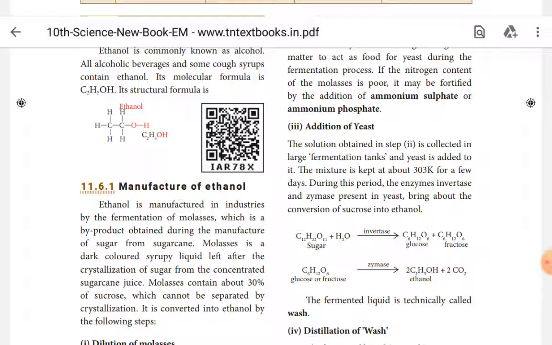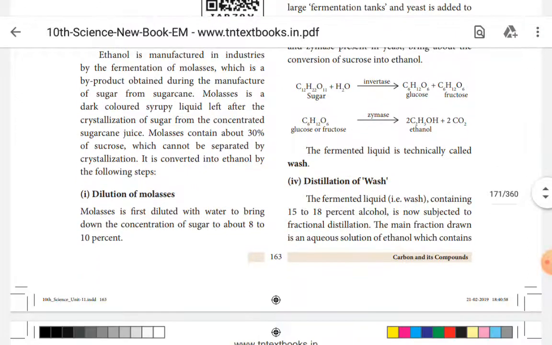Now see, the fermented liquid is technically called wash. The alcohol obtained in this process is called wash. It is called wash because it contains only a small percentage of alcohol. The alcohol content is very low, so it is called wash. Next, see, distillation of wash.